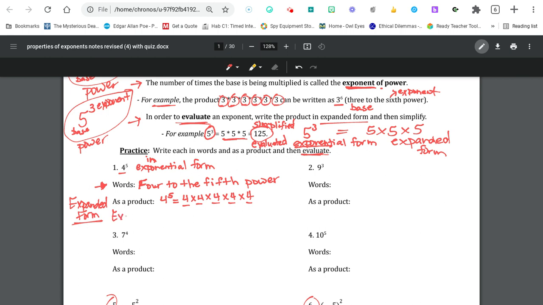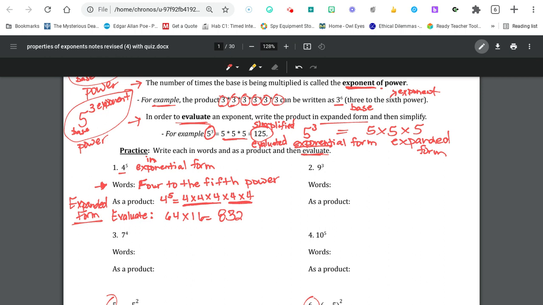Now I'm going to evaluate. You need to write this in on your notes. So simplify, give me an answer. So I know 4 times 4 times 4 is 64. And I know 4 squared is 16, or 4 times 4 is 16. Basically, I have 64 times 16. And we'll just multiply that out. I don't feel like multiplying it out by hand. 64 times 16, and that's 1,024. So that's how I evaluate or simplify, guys.